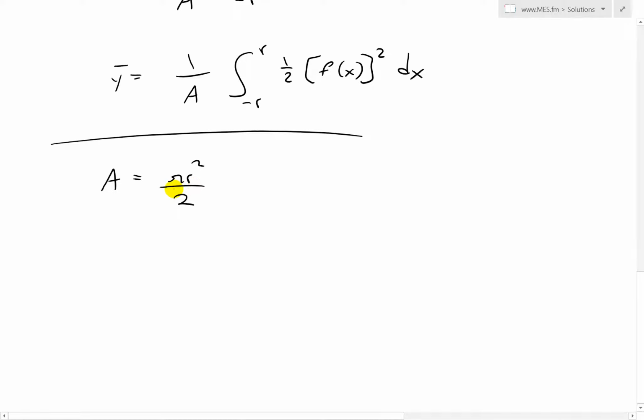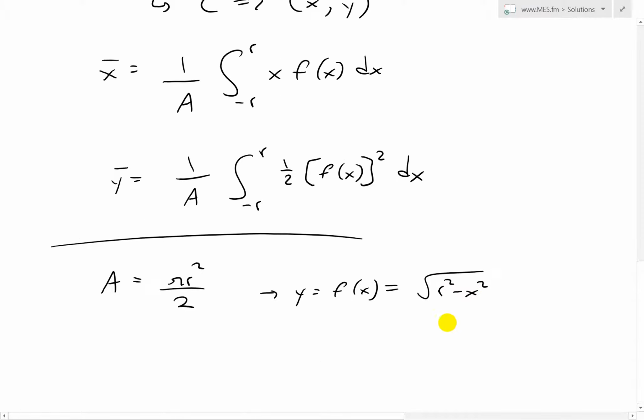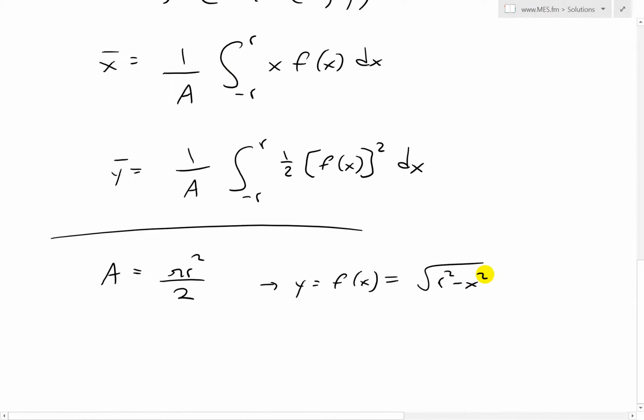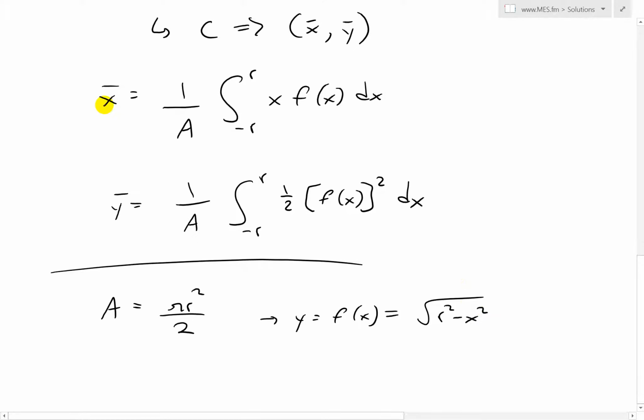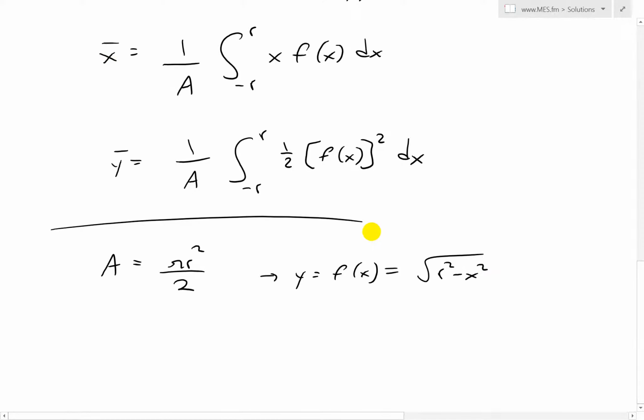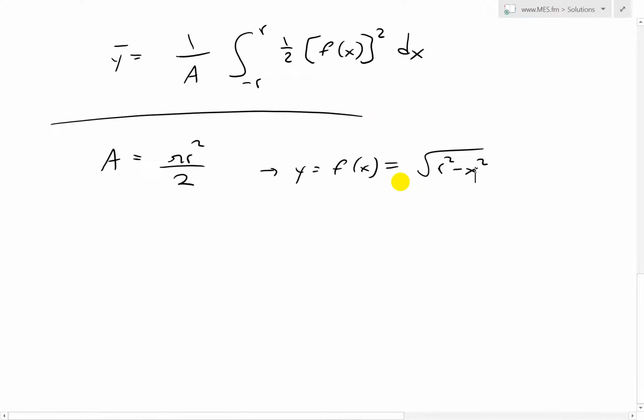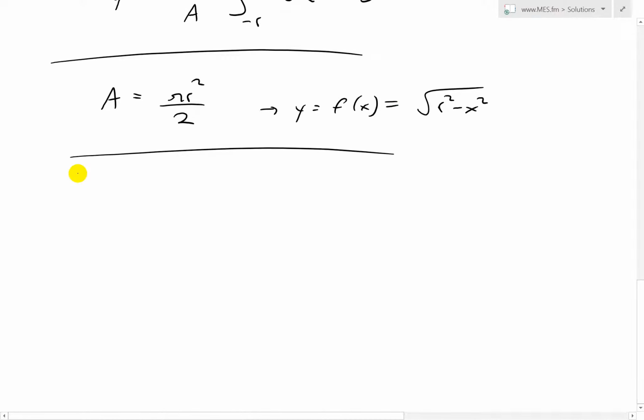So that's the a for both of the sides, and we know obviously y = f(x), which equals the square root of r squared minus x squared. Now we could plug this in here, but what we'll notice is that finding the center of mass on the x variable, we could actually solve by symmetry.